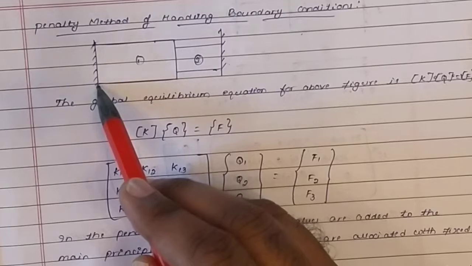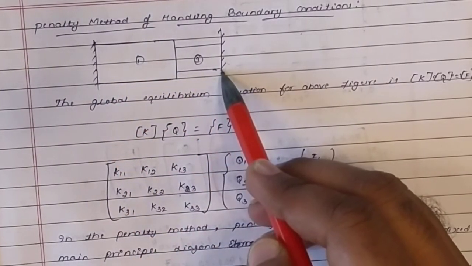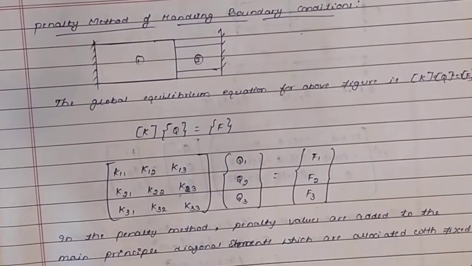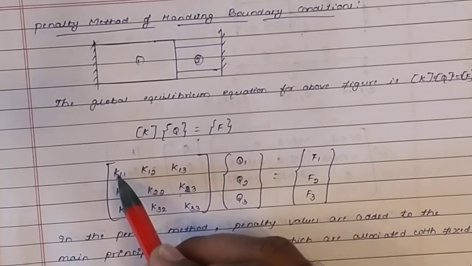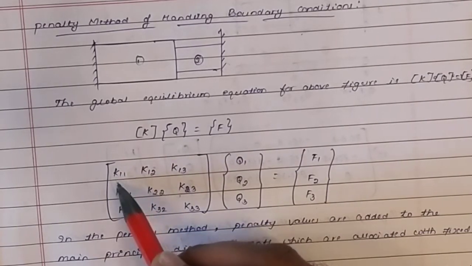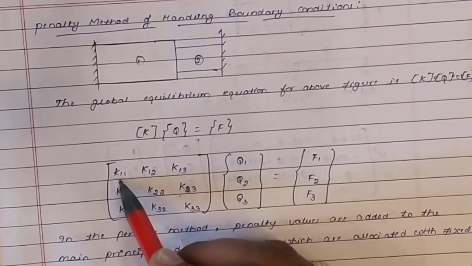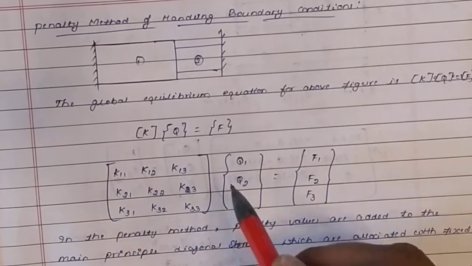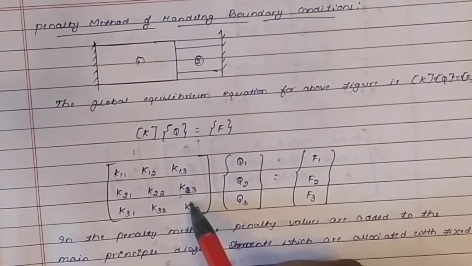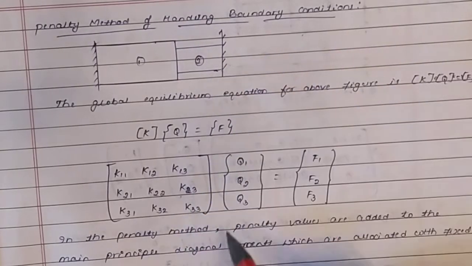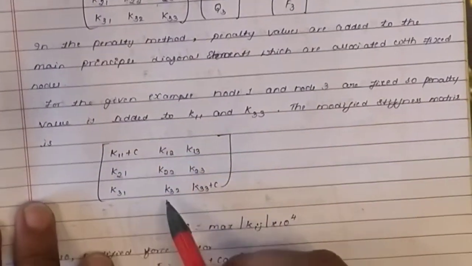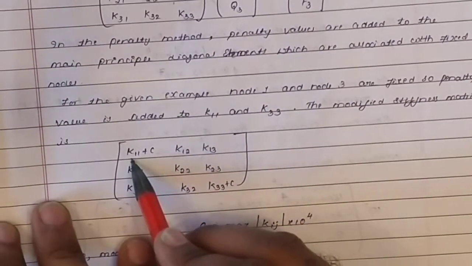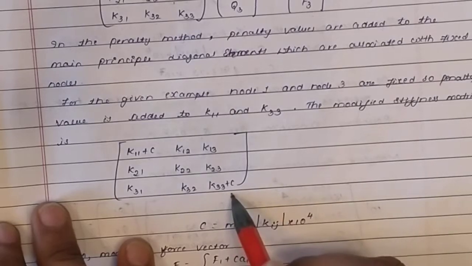So here the fixed nodes are node 1 and node 3. Penalty values are added to the principal diagonal elements of the fixed nodes. See here Q1, Q3, so these are the fixed nodes. This is the principal diagonal element of the fixed node, so the penalty value should be added to this K11. Similarly, the penalty value should be added to K33 because this is the principal diagonal element and it is the third node. Understood? The modified stiffness matrix: K11 plus C, K33 plus C.